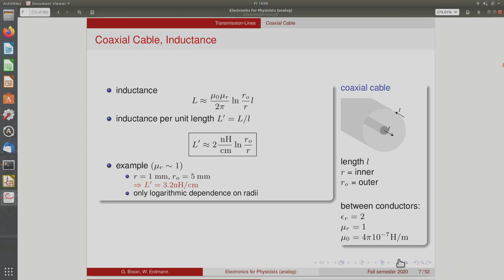And if you plug in these numbers here, you typically get numbers like 2 nanohenries per centimeter multiplied by the logarithm of the ratio of the inner and outer value. So with some realistic numbers, for instance, you get a value of 3.2 nanohenry per centimeter. So that's a good order of magnitude to remember. So a piece of wire typically has a few nanohenries per centimeter. We've done this here for a coaxial cable, but this depends only logarithmically on the radius. So when you make it much larger or you change the geometry a little bit, it will still be in that ballpark. So that's just an order of magnitude to remember.